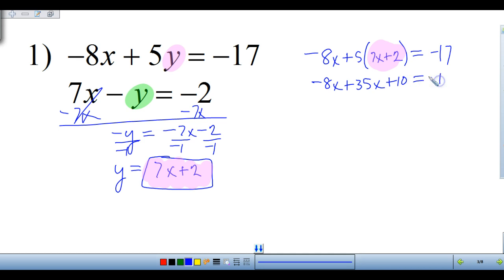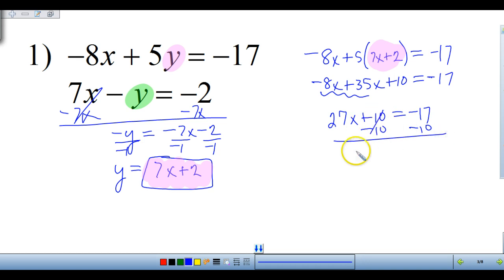And then you'll combine your like terms. So -8 and 35 would be 27x plus 10 equals -17. And when you minus 10 from both sides, you'll get 27x equals -27, because -17 minus 10 more will be -27. And then when you divide, you're going to get x equals -1. So there's the x value, so you know it's -1 comma something.